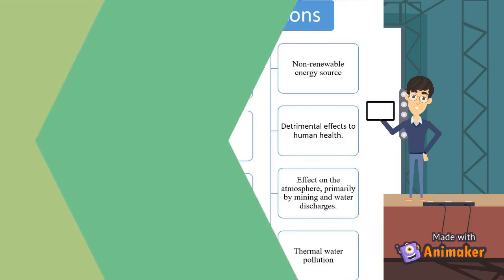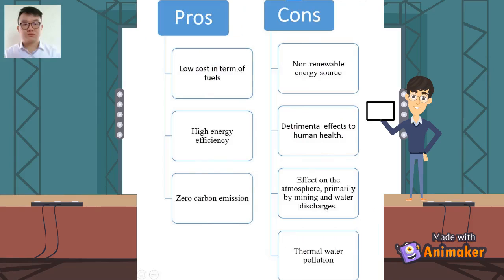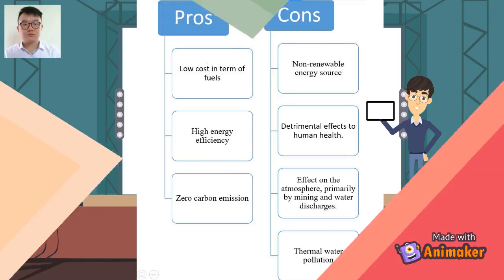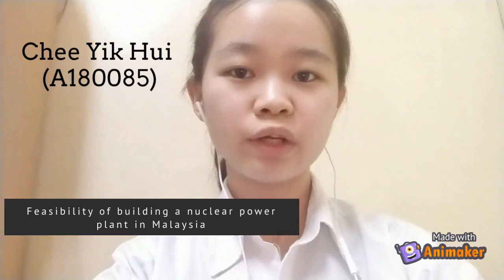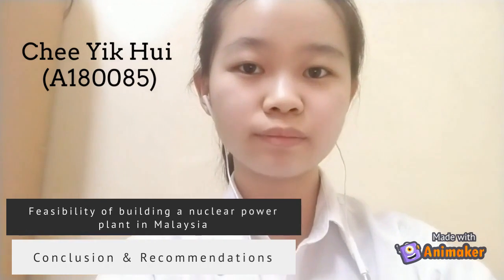Next, the pros of nuclear power are low cost in terms of fuel, high energy efficiency, and zero carbon emissions, whereas the cons are that it is a non-renewable energy source, detrimental effects to human health, effects on the atmosphere, primarily by mining and water discharge, and the last one is causing thermal water pollution. Now I will present the feasibility of building a nuclear power plant in Malaysia, conclusion and recommendation.